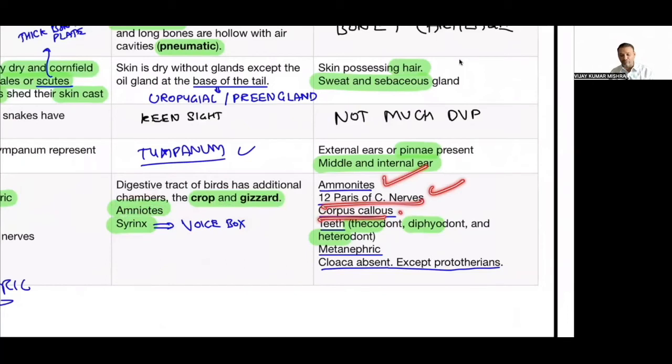Corpus callosum is going to be present here. Corpus callosum connects the right cerebral hemisphere and the left one. They are connected by a band. Can you see my thumb? This band is called the corpus callosum.